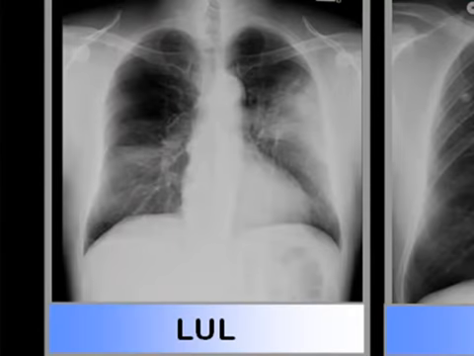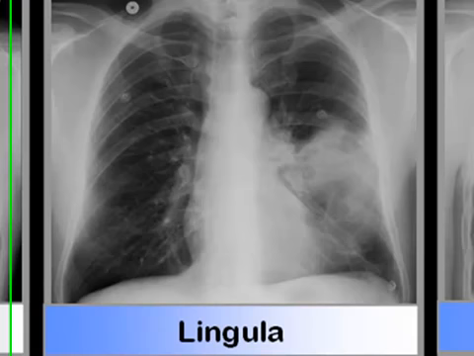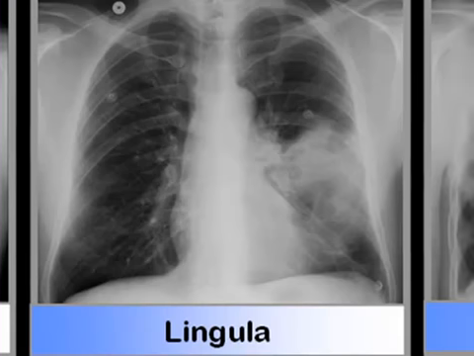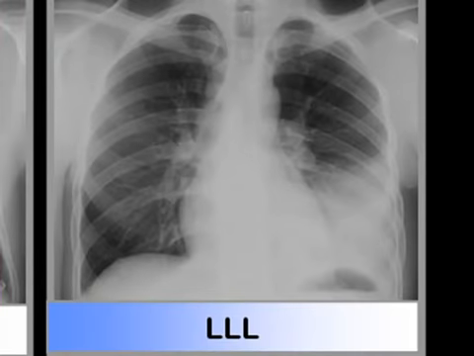This is the appearance of pneumonia in the left upper lobe. This is the appearance of pneumonia in the lingula, which is the analog to the right middle lobe and which obscures the left heart border. And this is the appearance of left lower lobe pneumonia, in which the heart border is retained, but there is silhouetting of the left hemidiaphragm.